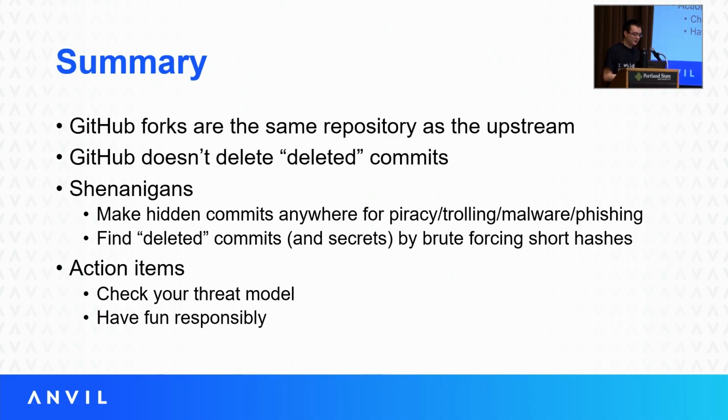So some takeaways, I guess, is you might want to check your threat model, because if the risk of you accidentally committing something that you cannot remove without nuking your repo and every other fork of it is not a risk you can accept, you may want to reconsider using GitHub. And definitely, I've heard of people using this trick for bug bounties and stuff. So have at it, but have fun responsibly.